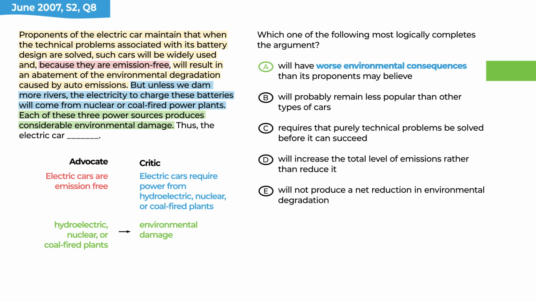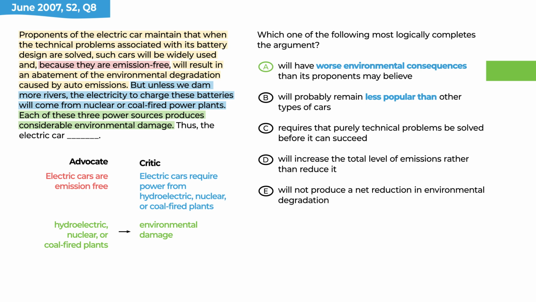Answer choice B says that the electric car will probably remain less popular than other types of cars. Well, the popularity of the car is nowhere discussed within the statements. This might be something that you might come up with on your own and think down the road. Like, what happens if there are consequences to the environment that weren't being considered?